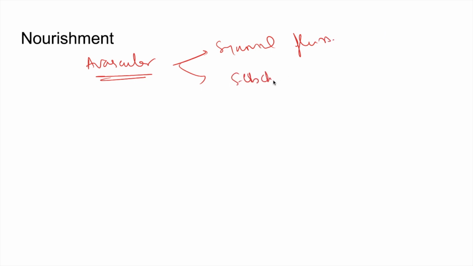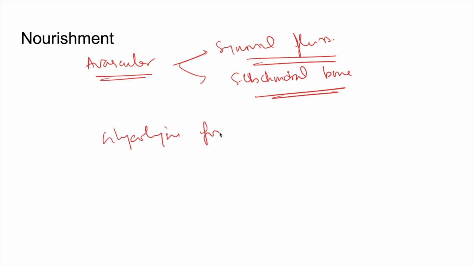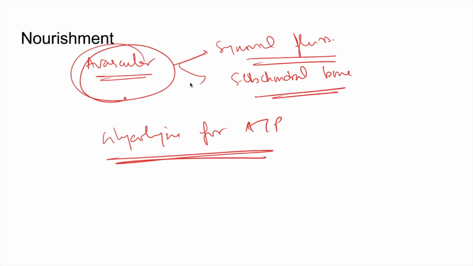So how is the cartilage nourished? The cartilage is an avascular structure. There is no blood supply to the cartilage. It receives its nourishment through the synovial fluid, and from the subchondral bone at the base. So it has no blood supply of its own, and it relies on glycolysis for ATP production. It is an avascular structure. It depends on synovial fluid for nourishment, and subchondral bone gives some kind of nourishment.